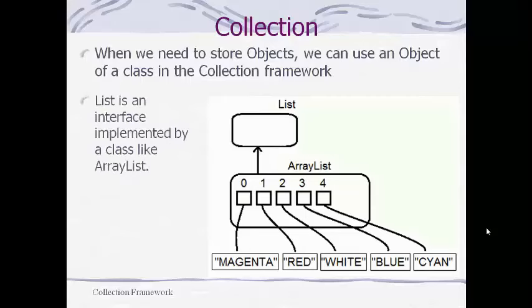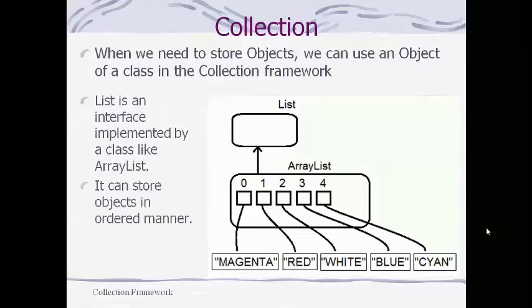For example, an array list is a class which is implementing an interface list, and it can store objects in an ordered manner, in the sense we can access it by index. So at 0 position is, say, magenta, and 1 red, and so on.